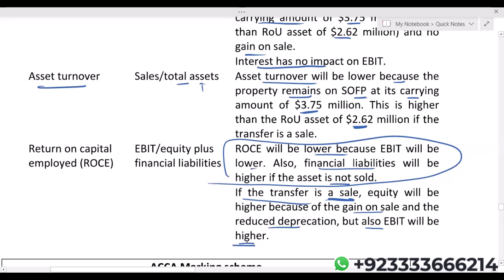I hope the entire discussion is clear to everyone. It's a really good question, I would say, on IFRS 16 with a flavor of IFRS 15 plus the ratio analysis. As I mentioned, take a balanced approach. If you are just focusing on a few areas, then it is going to create a problem.